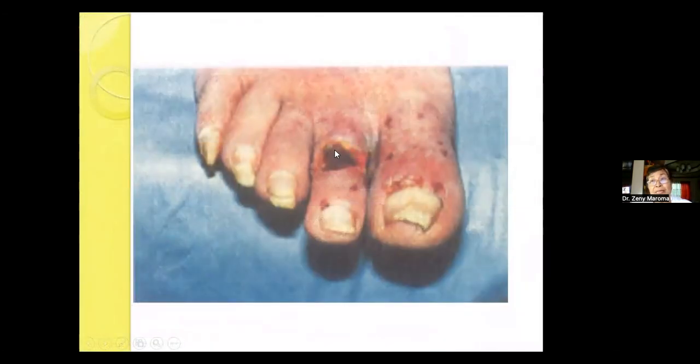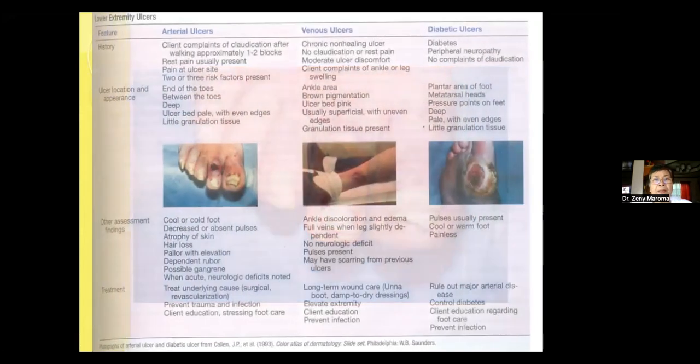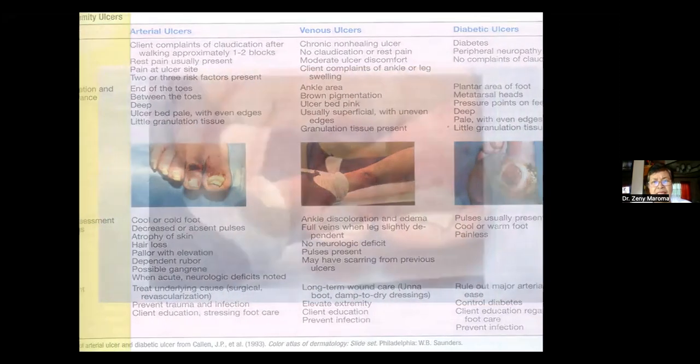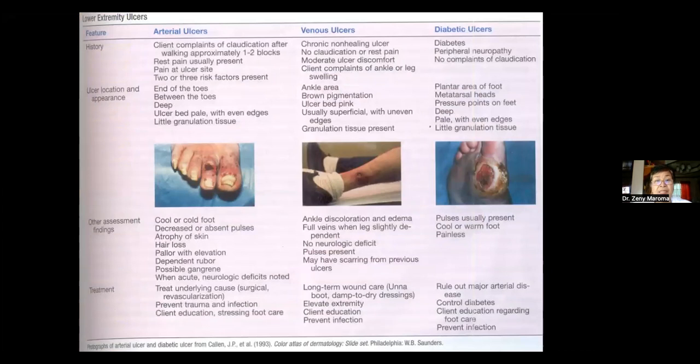So, pwede ang ulcer doon sa pinakadulo o kaya in between the toes. That's why we have to inspect in between the toes. Thickened toenail. Tapos weak ang peripheral pulse. Whereas, pagka venous ulcer, saan ang location? It could be in the ankle. There's brown pigmentation, okay? So there's ankle discoloration. So saan? Dito sa mas malayo. Tapos ang peripheral pulse, normal. Okay? Dito poor peripheral pulses. Okay?